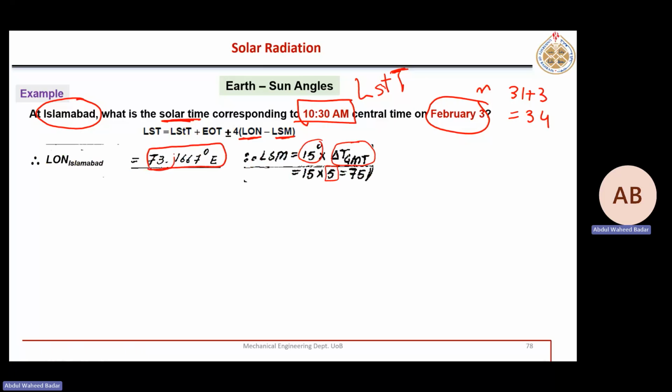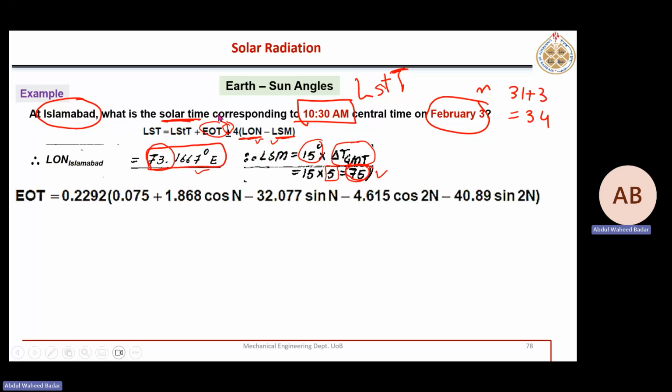So here you see a difference. Local longitude is 73, but the local standard time is based on 75. So there is this difference which has to be taken into account here. Islamabad is also east of Greenwich, so that's why we'll take the positive value here. Now we need to find out the equation of time. For the equation of time, we saw two equations. One was based on the sine function, the other on the cos function. So let's use this equation.